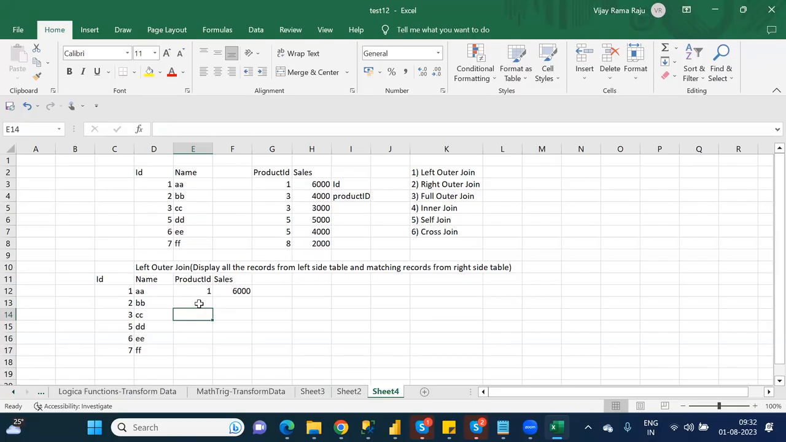Coming to the 3 value. Are the 3 values matching? How many times is it matching? 2 times it is matching. That means 2 times you have to write it here itself. The left side record 3 is matched with the right side table 2 times, right? That means the left side value will be repeated those many times. Understand clearly or not?